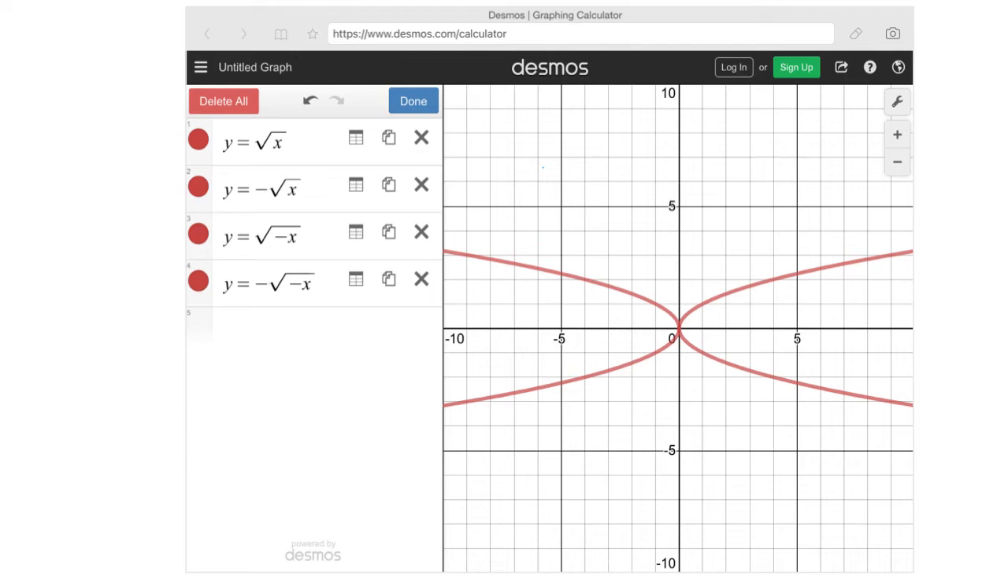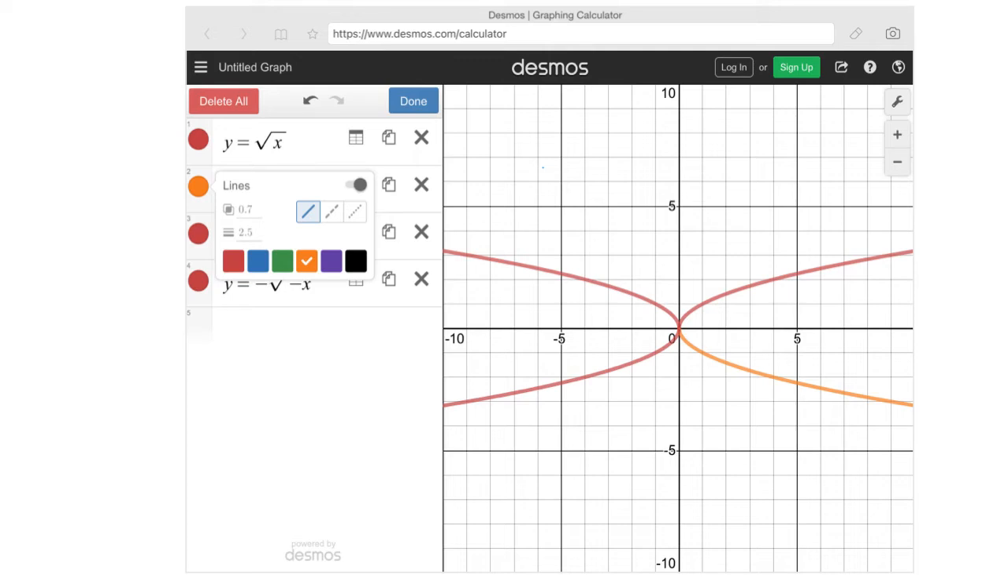But on the left side, if you just select any of those little colors, then you can change your graphs to any of the colors that you like. You can actually go through and change your graphs to dotted lines or dashes, dotted lines, and so on. So you can even change the thickness.